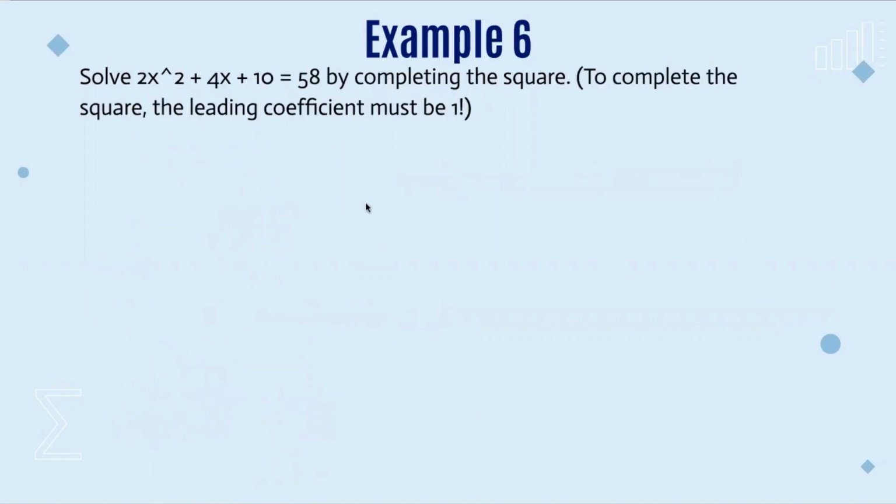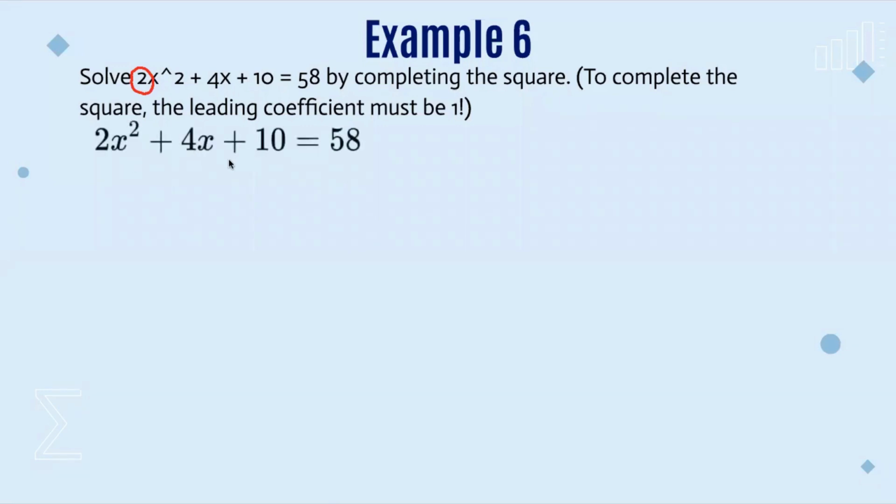Here is example 6. We're going to solve 2x squared plus 4x plus 10 equals 58 by completing the square. But one important thing to note is that to complete the square, the leading coefficient must be 1. As in all our previous problems, completing the square worked because we only had x squared. But in this case, our leading coefficient is 2. So the very first thing I want to do is divide everything, both sides of the equation, by 2. And since it is an equation, you can divide both sides.